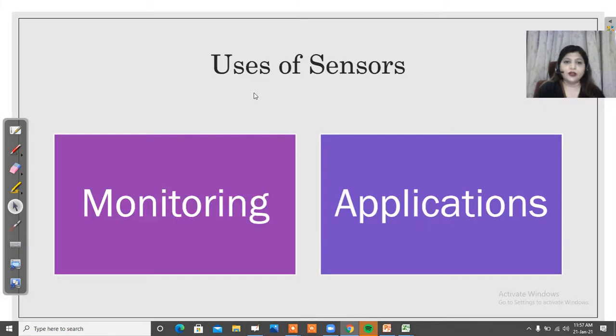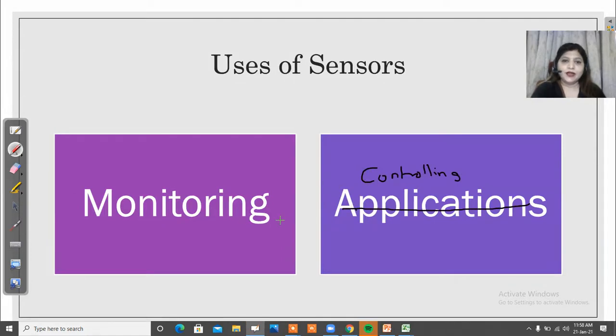So moving ahead, as I told you, uses of sensors are of two types. We can use sensors to monitor, and sorry, this is control. Okay, so let me clear this. Give me 1 minute. So, sensors can be used to monitor applications and to control applications. But the question remains, what do we mean by monitoring applications and what do we mean by controlling applications?